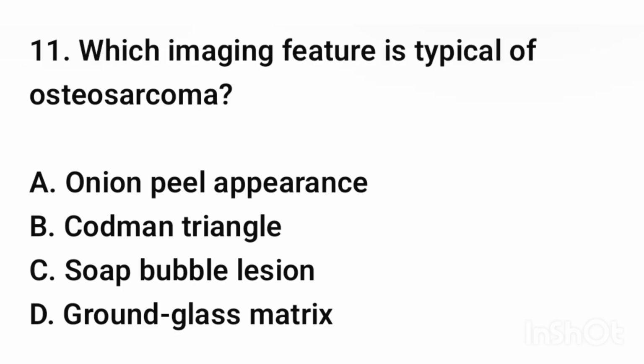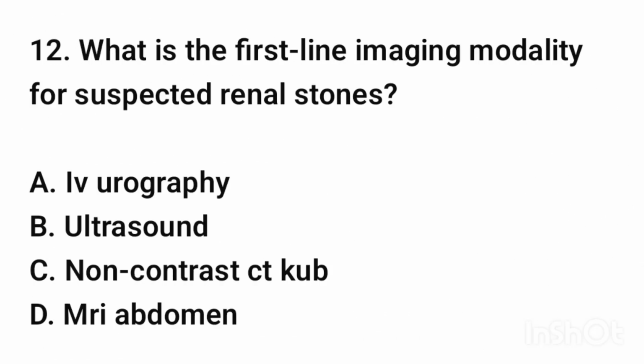Question number 11. Which imaging feature is typical of osteosarcoma? The correct answer is option B, Codman triangle. Question number 12. What is the first line imaging modality for suspected renal stones? The correct answer is option C, non-contrast CT KUB.